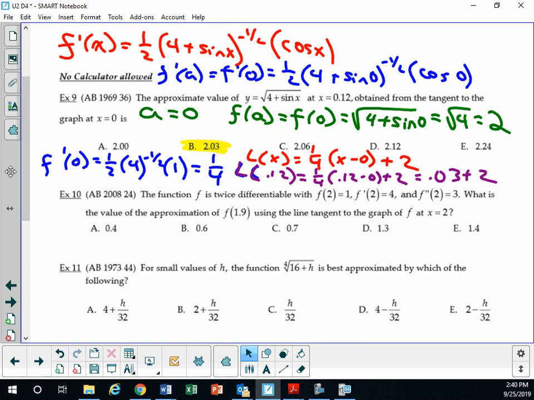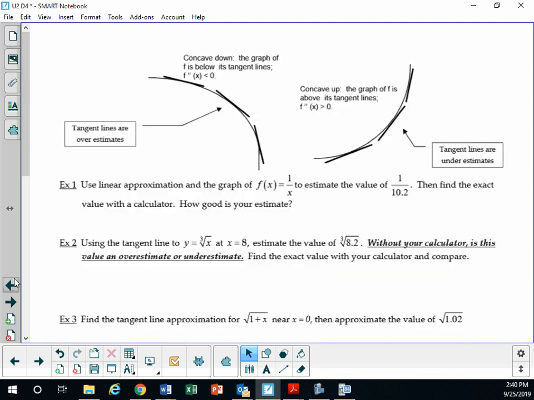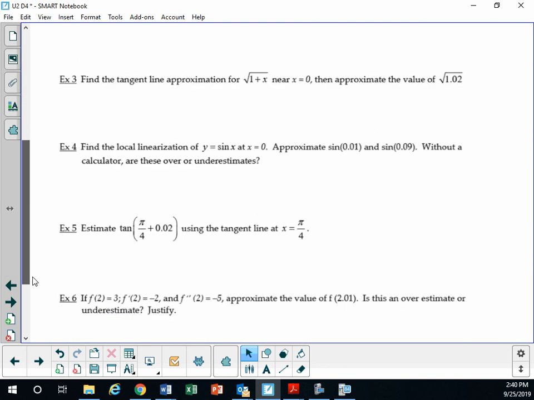Alright, so now the last thing that I want to talk about is relative error and maximum error. And let me find my paper for that. Hold on one second.